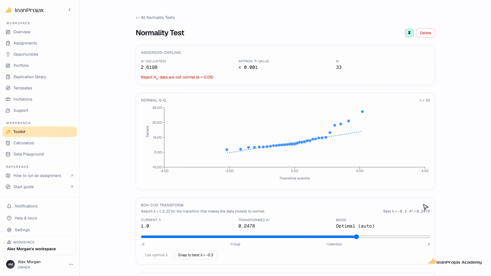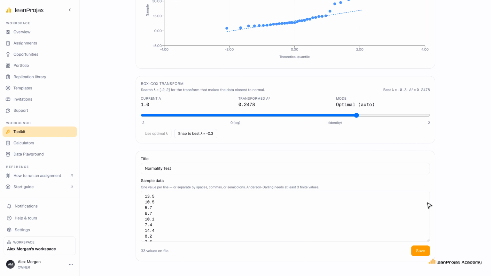Now the part that makes this useful rather than just discouraging. The Box-Cox transform searches lambda between -2 and 2 for the transform that brings the data closest to normal. Best lambda, -0.3. And look what it does to the statistic. A squared falls from 2.62 to 0.25. That transformed data would pass comfortably.